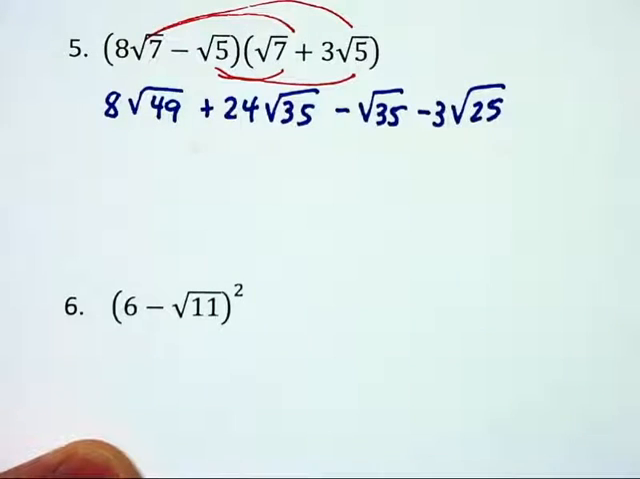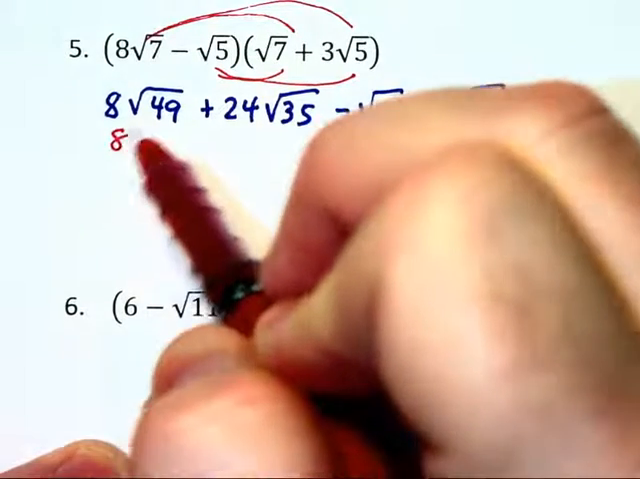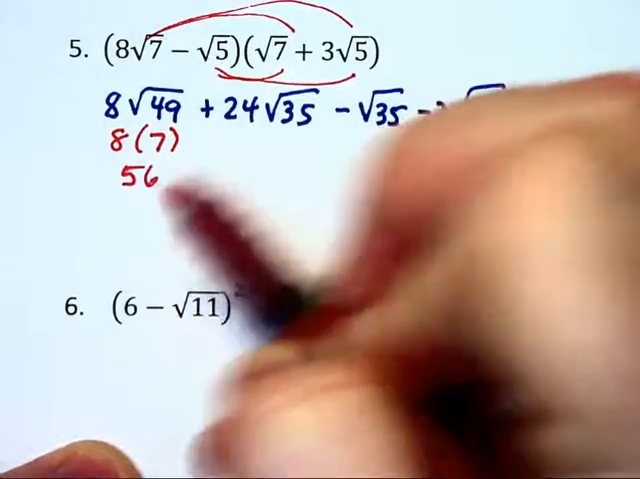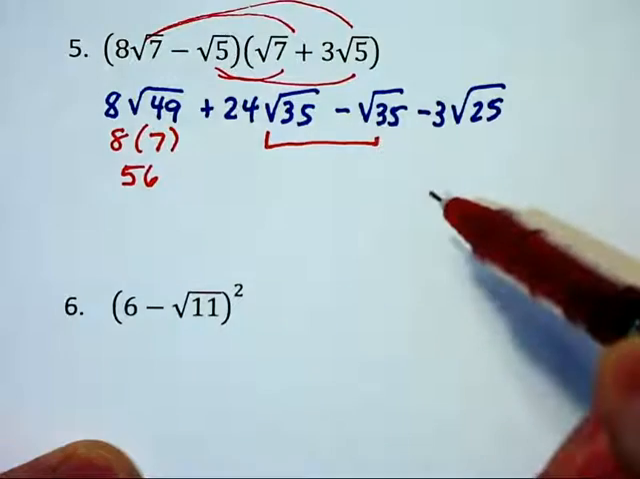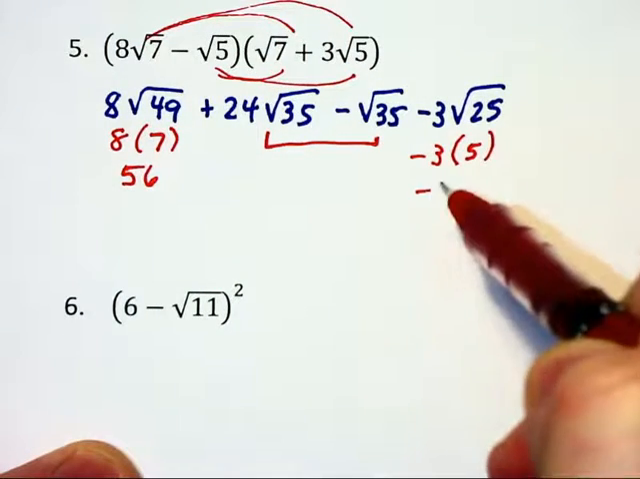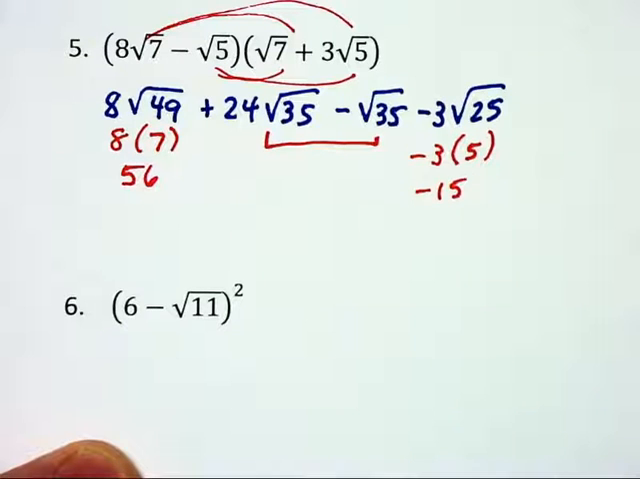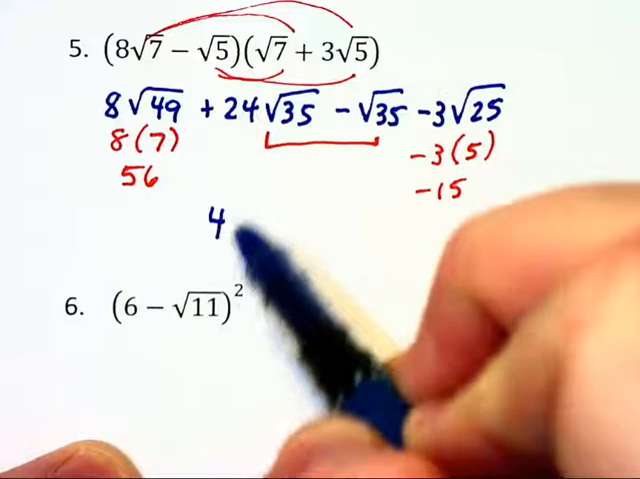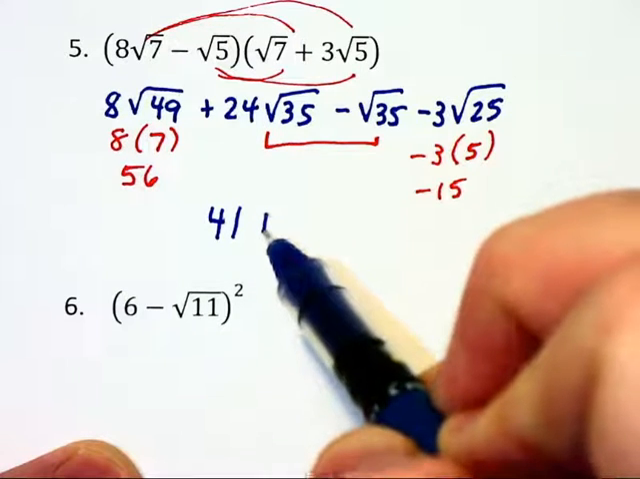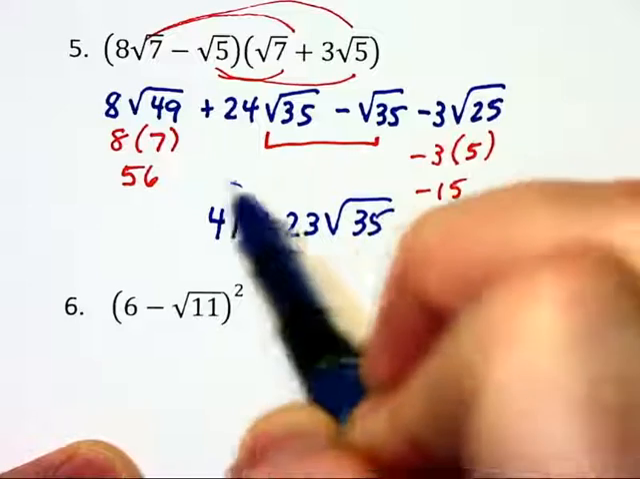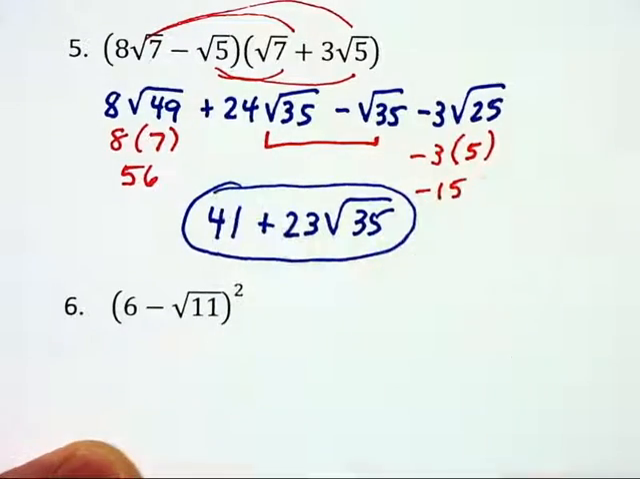Only now will I simplify these radicals. I've really got an 8 times 7 here at the beginning, which is 56. These middle terms can be combined together. I've got a negative 3 times a 5 at the end, which is negative 15. So combining the 56 and the negative 15, I have 41, and then in the center I will have plus 23 root 35, and that would be the answer to this problem.